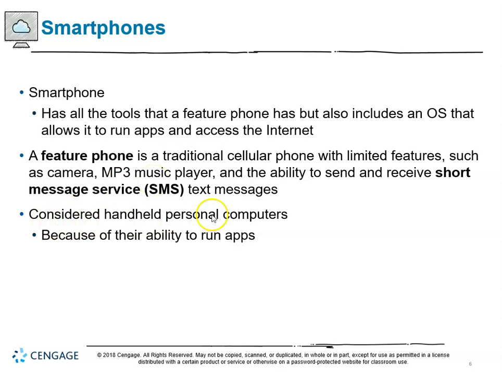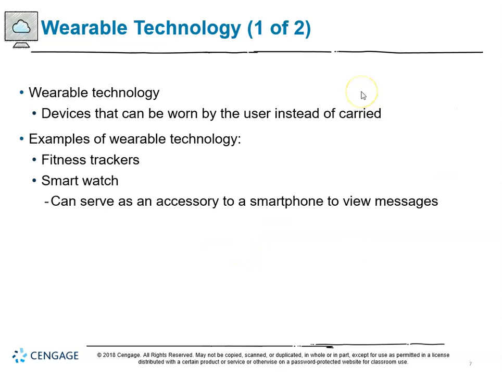Smartphones are considered handheld personal computers because they're running programs, they're running applications. That takes us to wearable technology. I think we're all familiar with fitness trackers and smartwatches, the Apple Watch, for example. They're wearable, so they can be worn by the user instead of carried. Fitbit is an example of a fitness tracker. Garmin also has these products. They monitor health and exercise by the user.